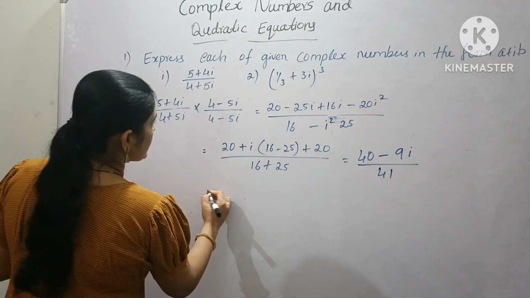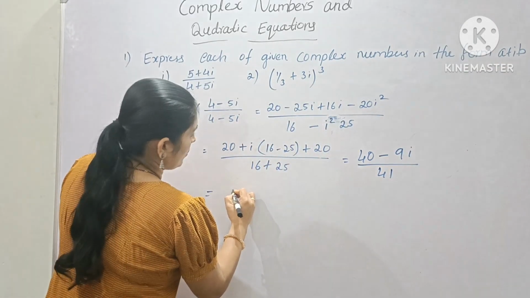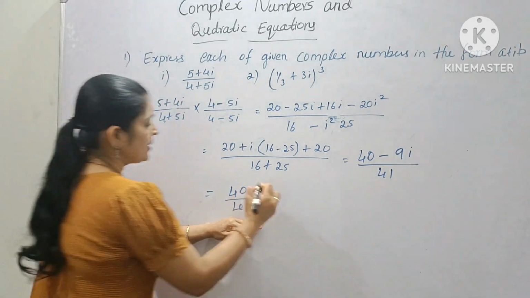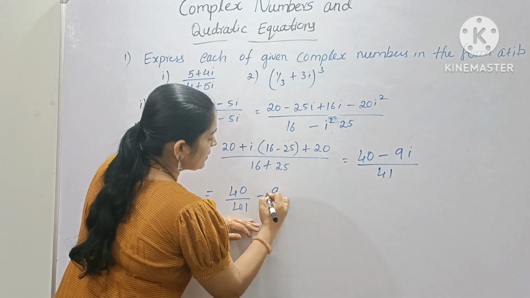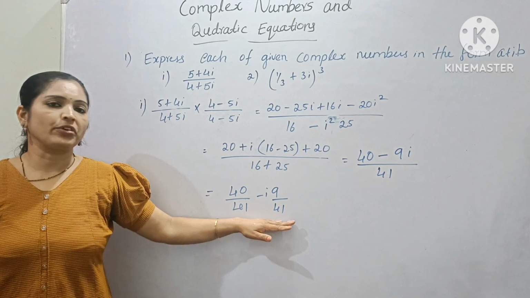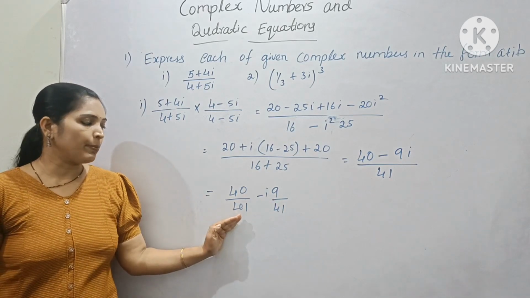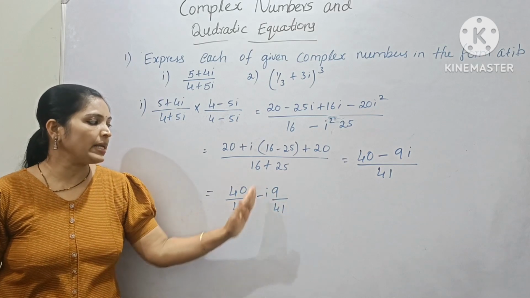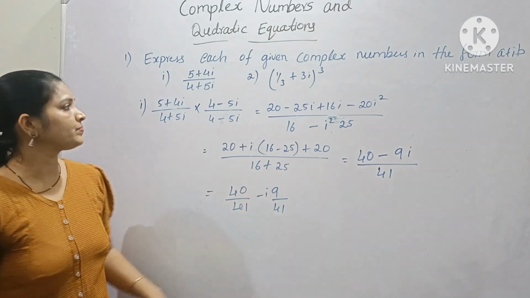That is equal to 40 divided by 41, separate it, minus 9i into 9 divided by 41. See, now it is of the form a + ib. The real part is 40/41 and the imaginary part is −9/41.